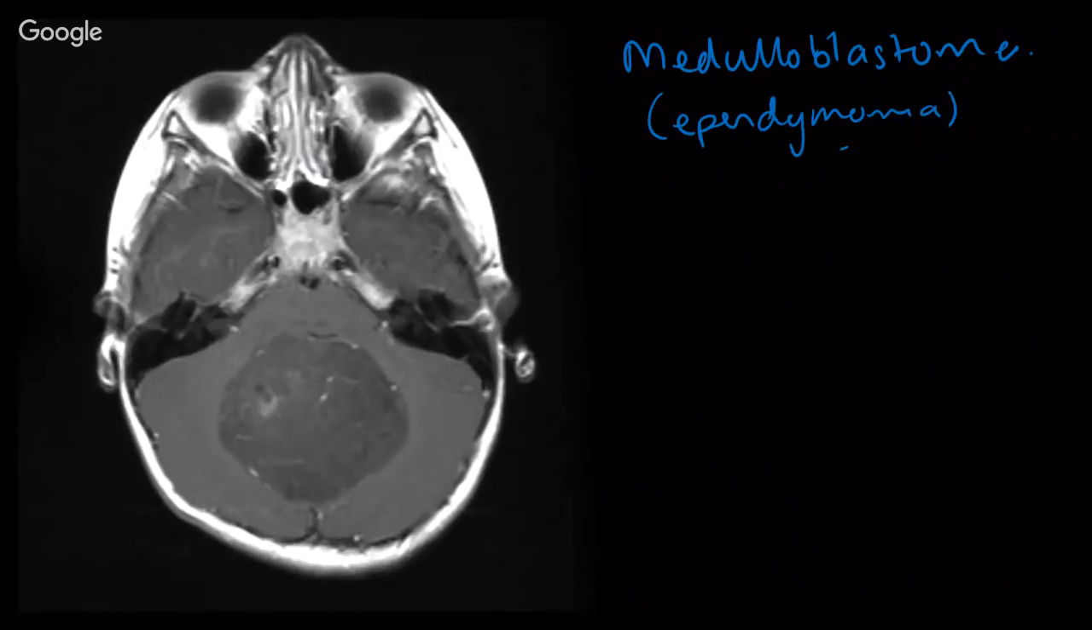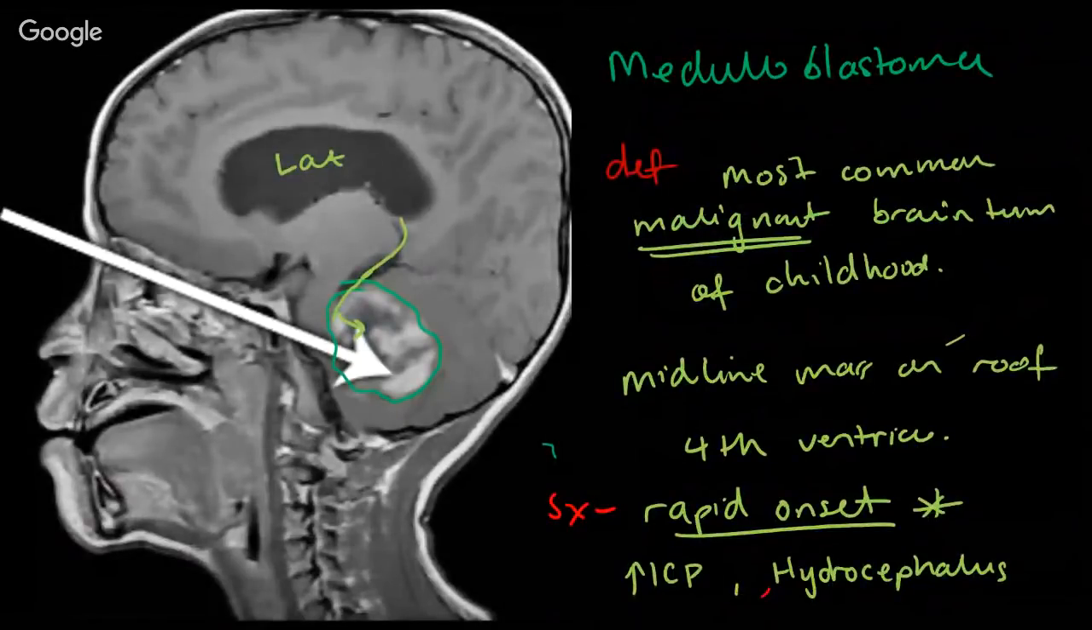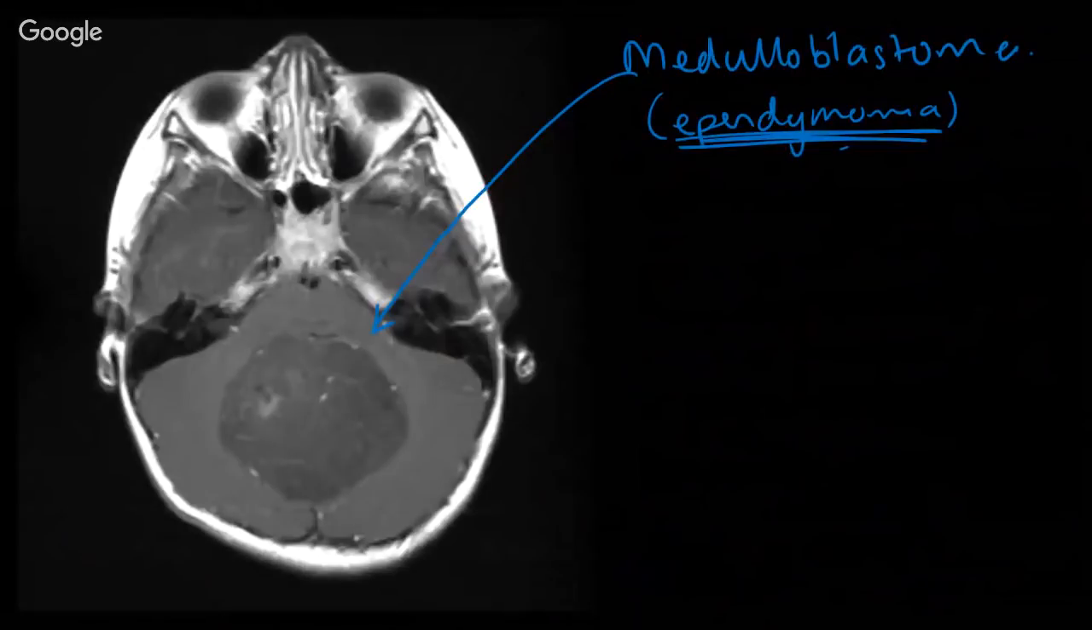Ependymoma. Wait, I'm confused. You're talking about a medulloblastoma. So this is a medulloblastoma, but we're going to be talking about ependymoma. The reason I made the mistake is because both of them come from the fourth ventricle. So ependymoma. Again, definition: arising from the lining of the fourth ventricle.